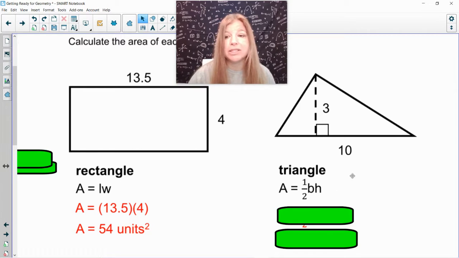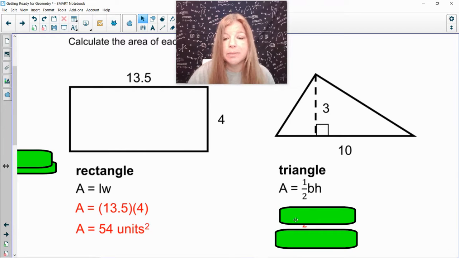So here, when I look at this triangle, I see that I have a base of 10. I have a height of 3. Always note that the height of anything is always perpendicular to the base. So you can see that this dashed line here, this segment, talking about the height of 3, has a right angle with the base. That's always where the height would be.